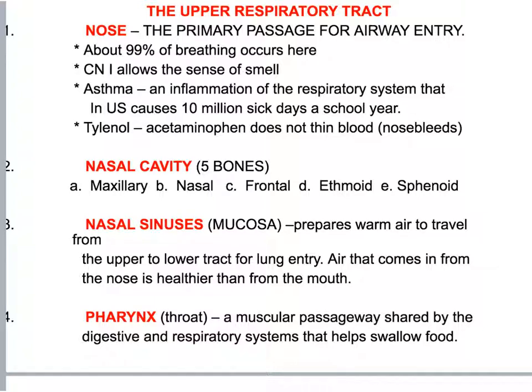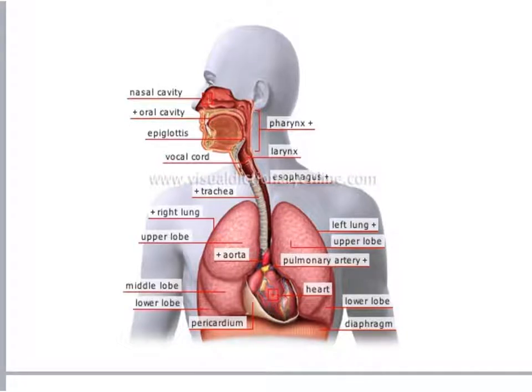It's a muscular passageway shared by the digestive and respiratory systems that allows us to swallow food and helps swallow food. Here's an image showing you the whole system, and we can see the upper respiratory tract here, the nose, the nasal cavity, the nasal sinuses, and the pharynx.